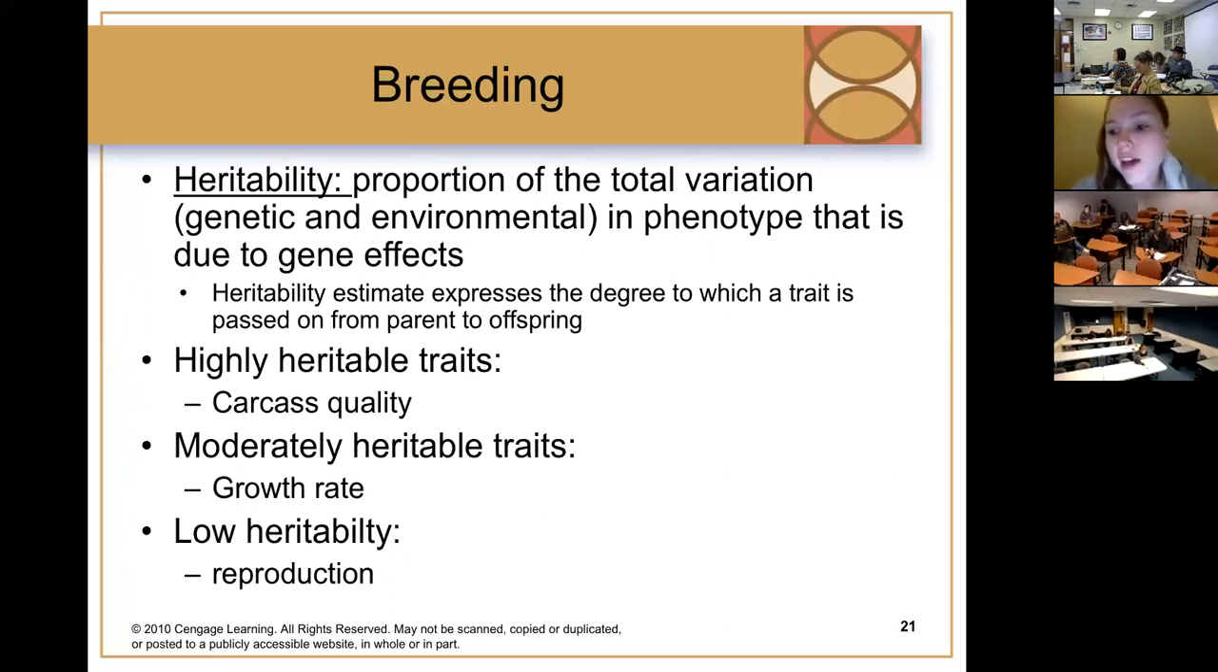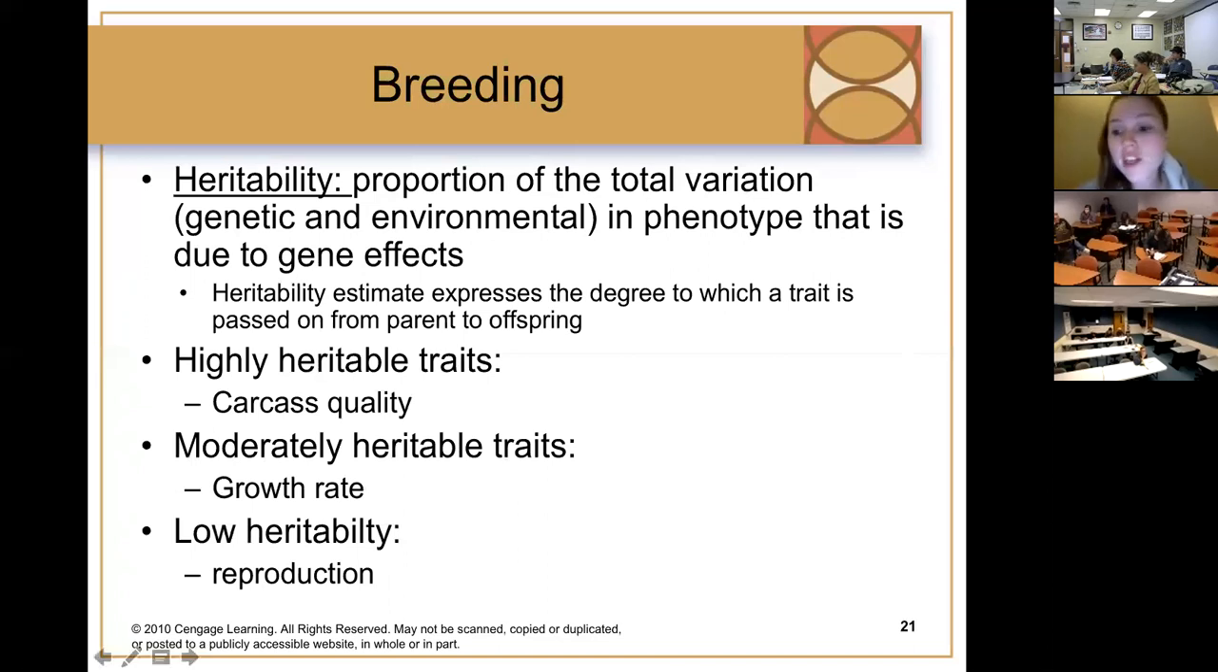And then you can also have lowly heritable traits, like reproductive traits. Things like litter size in a pig or mothering ability, any of those reproductive traits, would be lowly heritable. So just because one sow had really high litter size doesn't necessarily mean that her offspring is going to do just as well. Of course, you have your breed characteristics, and breeds are known for certain things, so they would still do well, but if it's a lowly heritable trait, they may not do as well as their parent did.